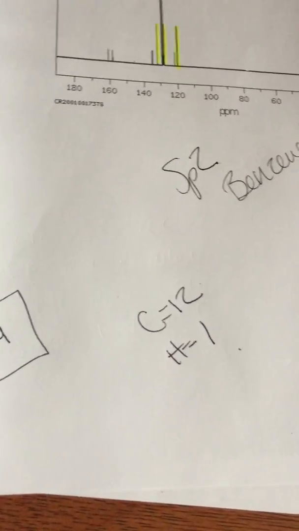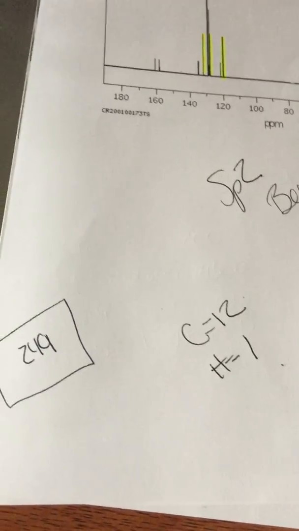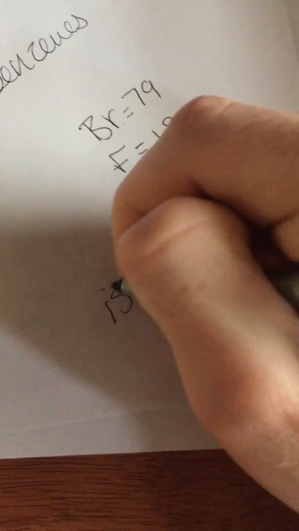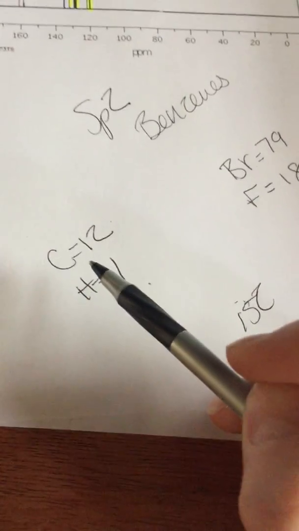So if we have 249 as a molar mass, really there's no presence of oxygens or nitrogens, so we only have carbons and hydrogens left. So subtracting 79 and 18 from 249, we are left with 152 molar mass. So we're going to divide that up among carbons and hydrogens.